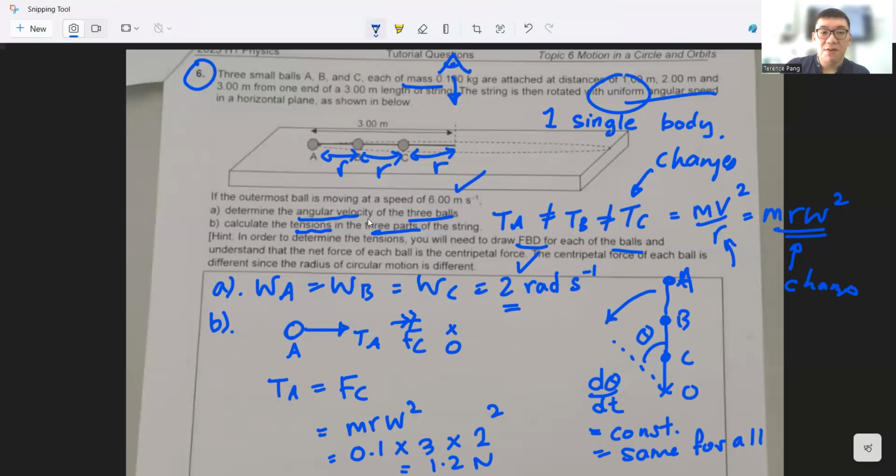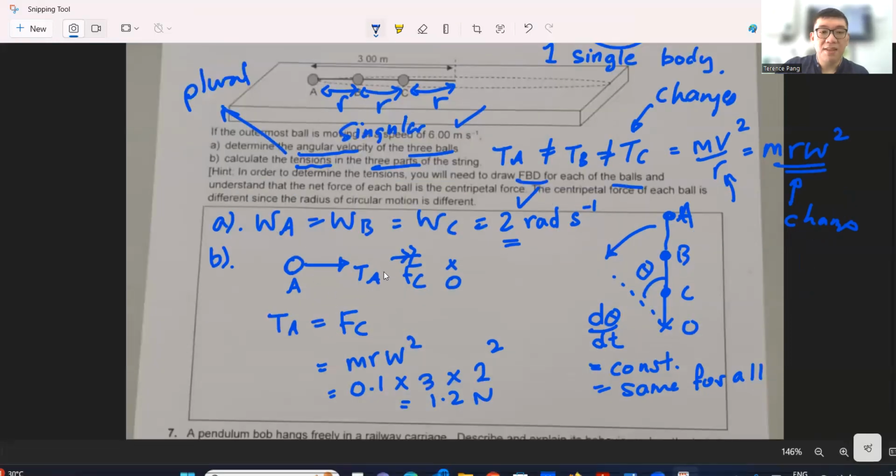And if you look at the keywords, right? They say for A, determine the angular velocity. This is a singular noun. Tensions, there's an S there, this is plural. So these are plural nouns, means that you need to calculate for all 3. So looking at the different keywords will give you the idea.